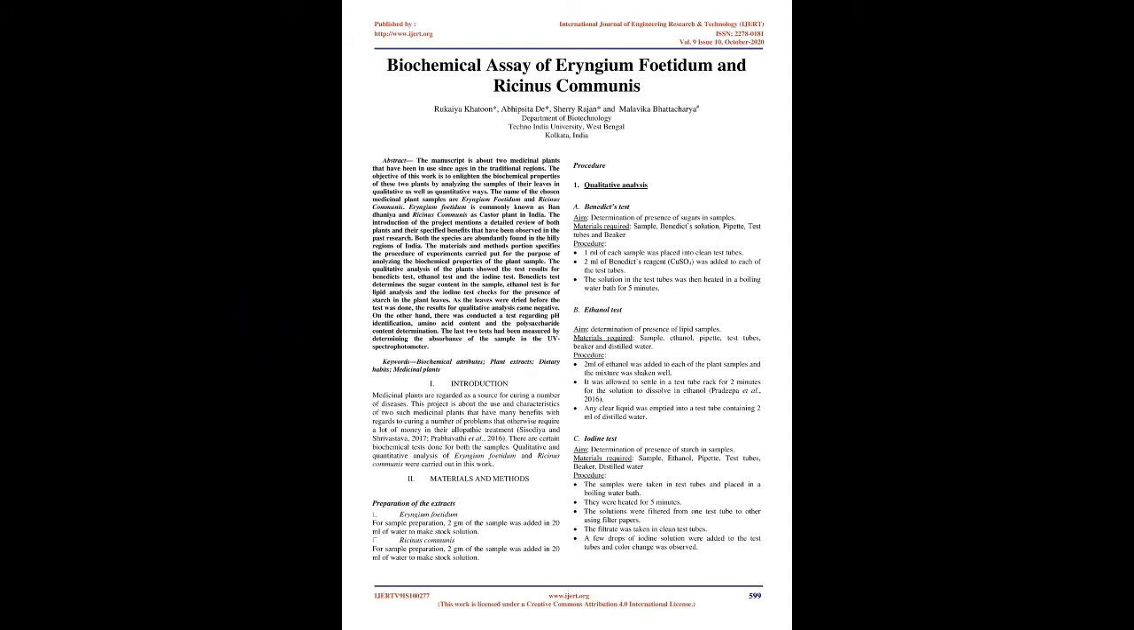The name of the chosen medicinal plant samples are Eryngium Foetidum and Ricinus Communis. Eryngium Foetidum is commonly known as dhaniya and Ricinus Communis as Castor plant in India. The introduction of the project mentions a detailed review of both plants and their specified benefits that have been observed in the past research. Both the species are abundantly found in the hilly regions of India.